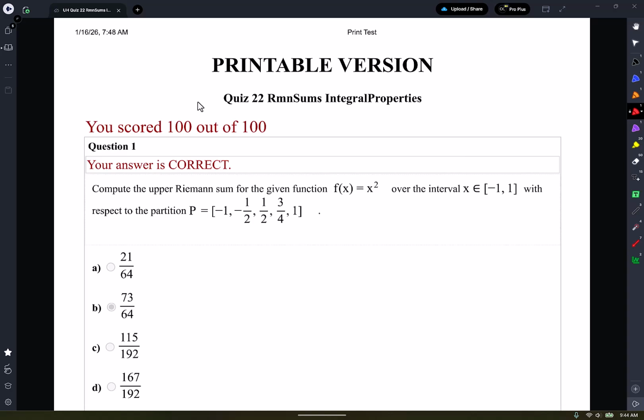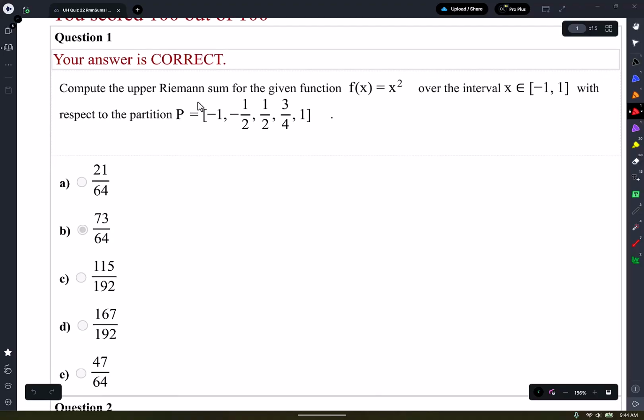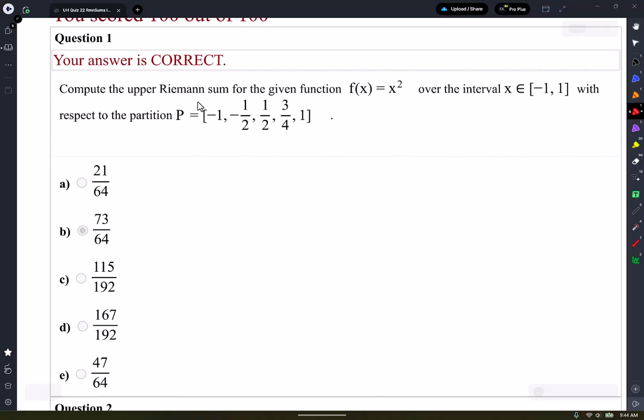All right, so this is quiz 22, Riemann sums, integral properties. This is what we were talking about yesterday. Compute the upper. Okay, so upper and lower is not tested on AP, depending on, but it is tested on some universities, right? Some universities want you to know this. For the given function f of x equals x squared over the interval negative 1 to 1 with respect to the partition.